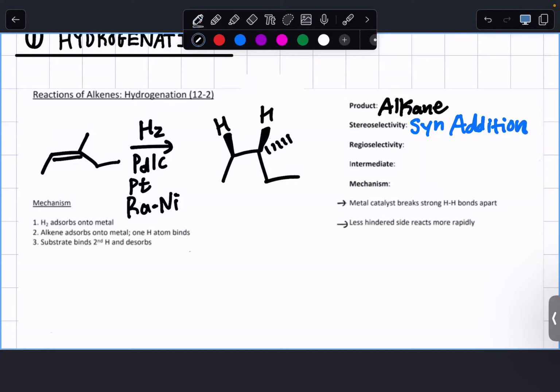The regioselectivity of this is none. There is no regioselectivity because we are adding two of the same groups on the alkene, hydrogen and hydrogen. So there's no Markovnikov or anti-Markovnikov yet, right? The intermediate of this is going to be a single hydrogen transfer.